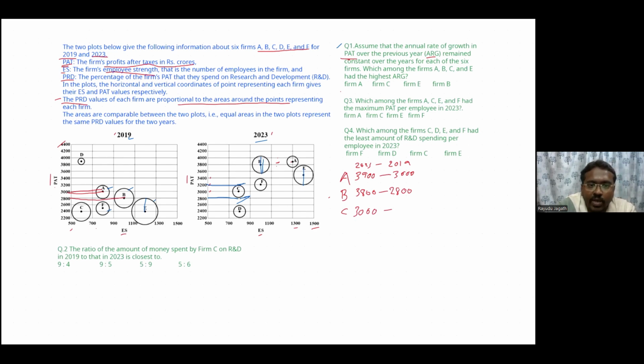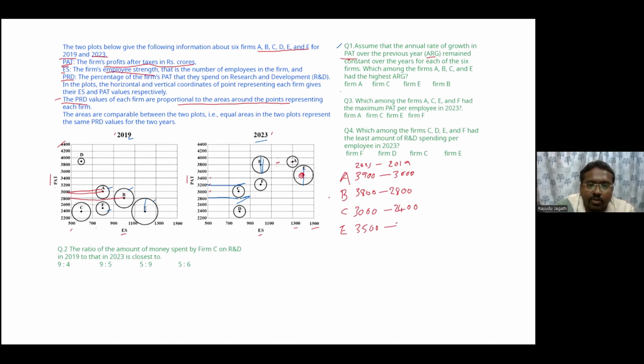PAT values, we are considering only PAT values, that means vertical axis coordinates. And E is having, this point we have to consider. This point is 3400 to 3600, in between, 3500. And in 2019 he is having exact point 2400.